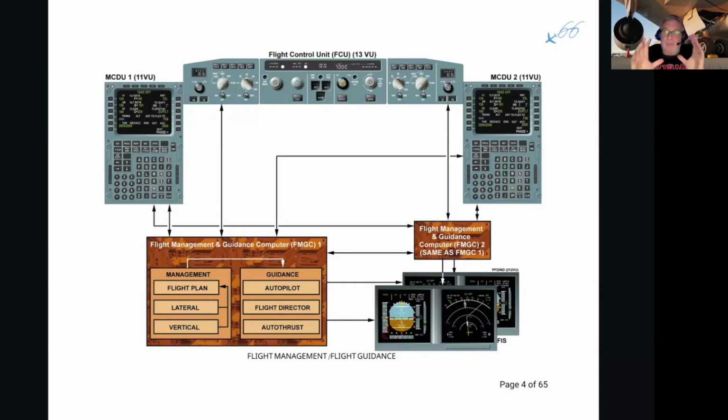All these parameters get put in the computer, and the computer then determines what your V1 is, what your V2 is, what your V rotation is, how far down the runway you're going to get wheels off, and how much length you'll have if you, for example, have a rejected takeoff.